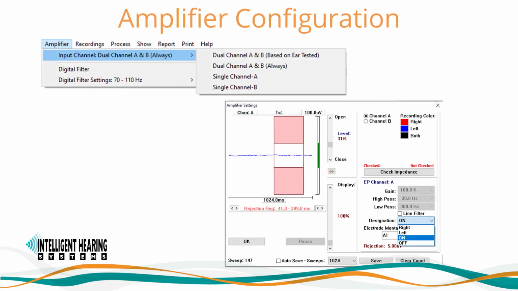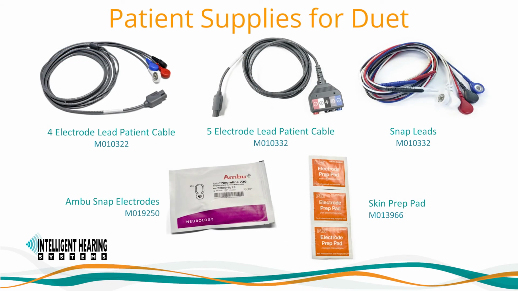Moving on, there are various ways to set up your amplifier input channel, but the default for a two-channel system is always dual channel A and B, where both channel designations are set to on. This means that regardless of the ear of stimulation, you will always acquire an ASSR response from both channels, obtaining ipsilateral responses from the side of stimulation and contralateral responses from the opposite side of stimulation. This will increase the chances of obtaining a significant response, since you will be acquiring ipsi and contra responses from both sides.